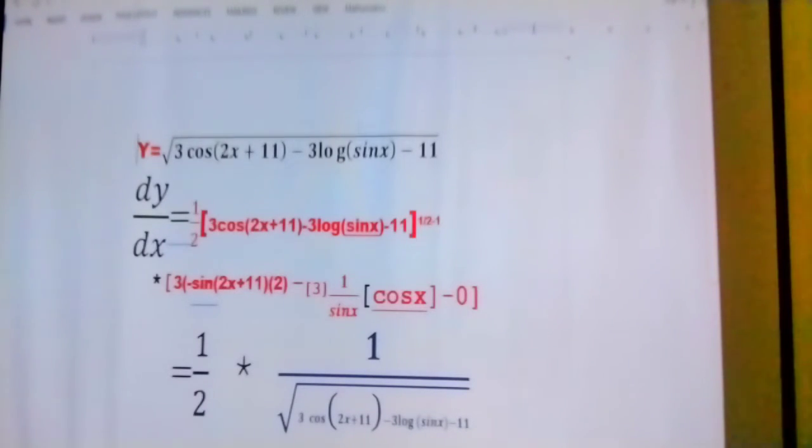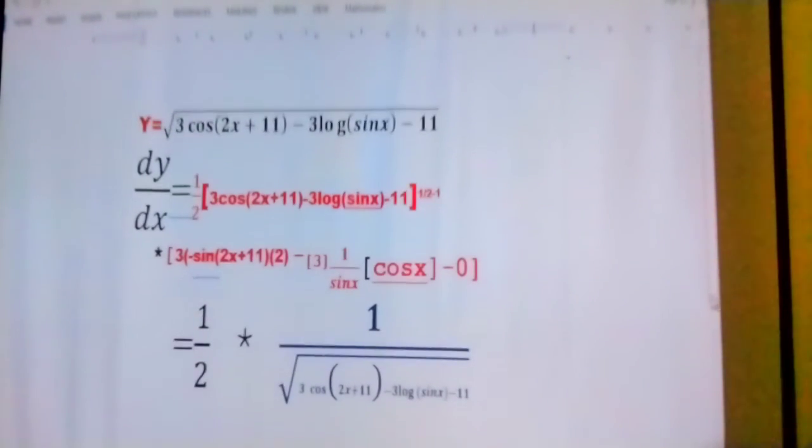Next, minus 3 log sin x. It is a logarithmic function. The logarithmic rule says 1 by function into differential of the respective function. Here 3 is the constant and log sin x is the variable, so keep the constant and differentiate the variable. So minus 3, and log sin x is differentiated as 1 by sin x, into the derivative of sin x, which is cos x. Here power is not available, so base is cos x and the angle is x. The differential of 11 is 0, because the differential of a constant is 0. Now let us simplify.